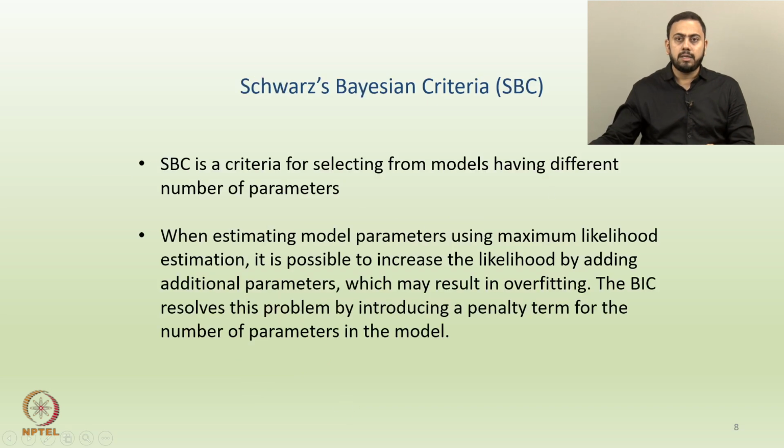Now we will talk briefly about the second one, which is the Schwarz-Bayesian criteria, and then we will see how this is an extension of AIC. Okay. So, firstly, SBC is a criteria for selecting models having a different number of parameters again. Similar to AIC, the idea is that if you want to try out different models having different numbers of parameters, then we can use some information criteria, let us say AIC or SBC and so on.